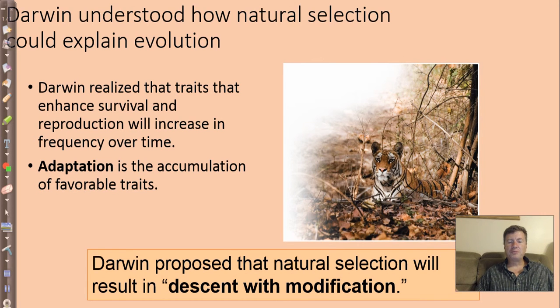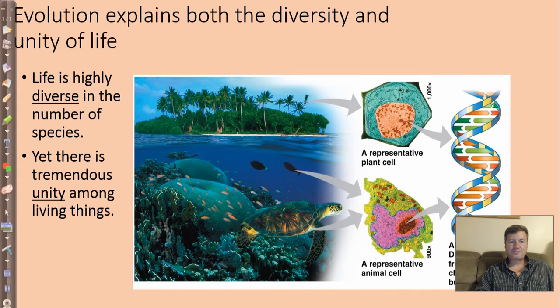So Darwin proposed that natural selection results or will result in what's called descent with modification. Okay, that's another phrase for evolution. Darwin proposed that natural selection will result in change over time, change in populations, because over time the population has more individuals with the better traits.